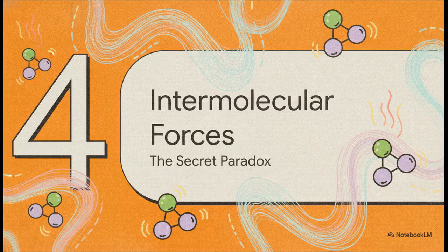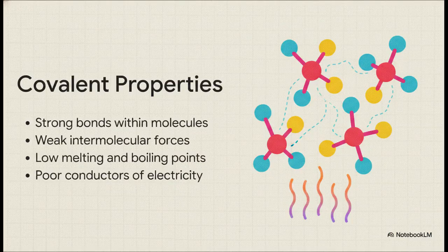So this brings up a huge paradox. If covalent bonds are so strong, why does it take almost zero heat to boil something like methane? Well, the secret lies in a really important distinction. The covalent bonds inside the molecule are incredibly strong. The connection locking the carbon to the hydrogen in methane, it's like superglue. However, the forces pulling the separate methane molecules toward each other, which we call intermolecular forces, are actually super weak.